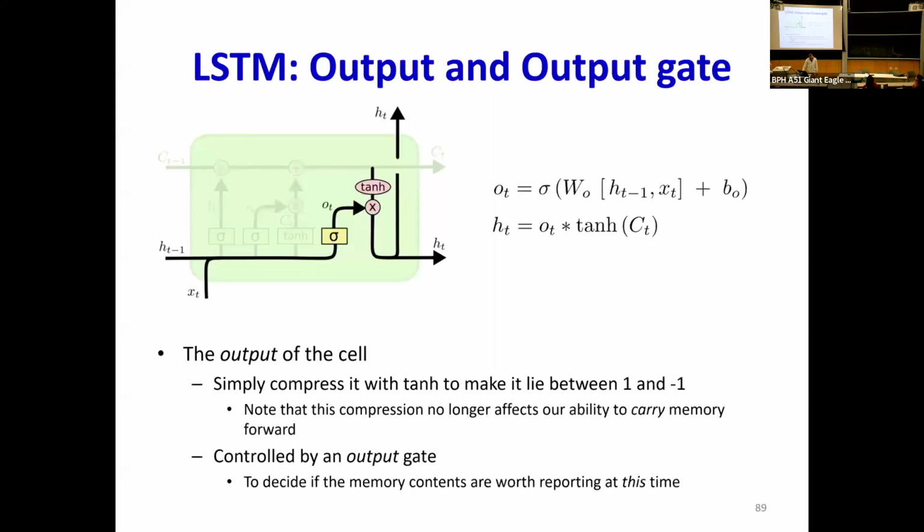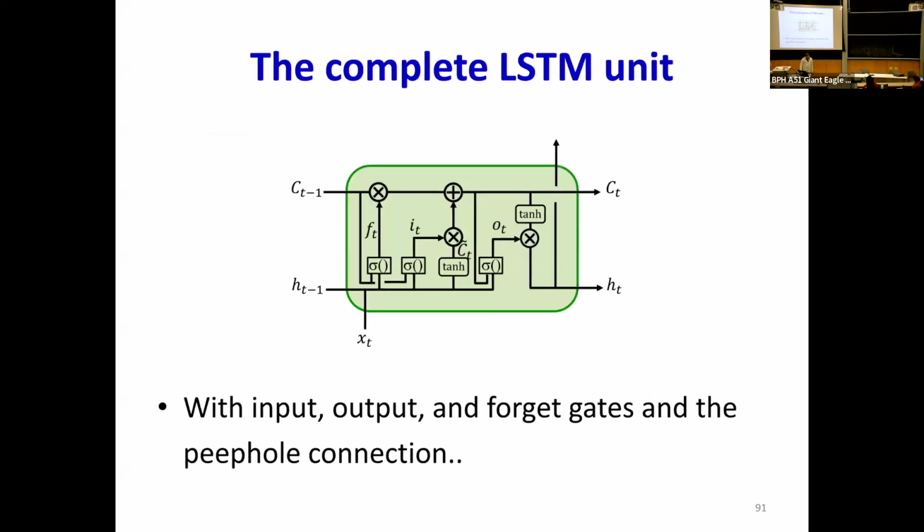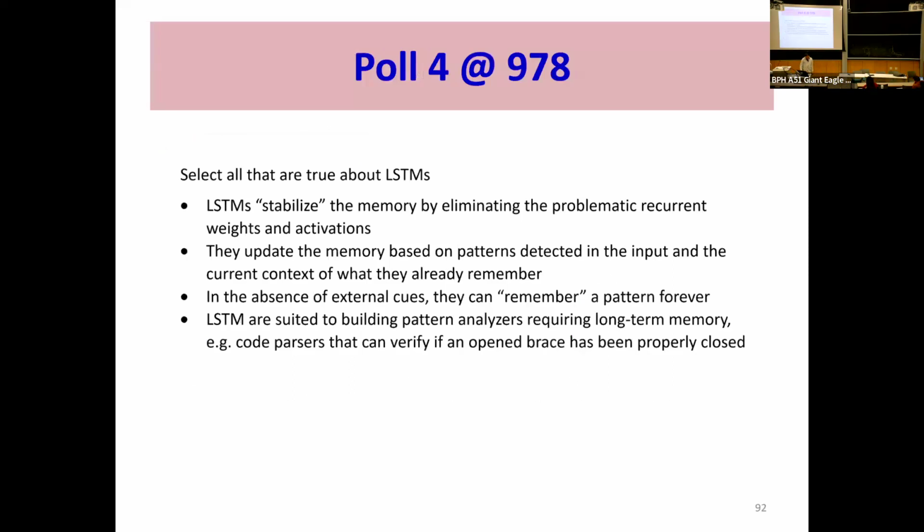Now, what do the gates actually work with? The gates work with the current input, what is currently in memory, and also the current hidden state. So now the hidden state and memory are basically two versions of the same thing. But just because we like to have lots and lots of parameters, this network actually combines both in its analysis. So here's the complete LSTM unit. And I have time for a poll. I may go over by a few minutes, guys. Bear with me.